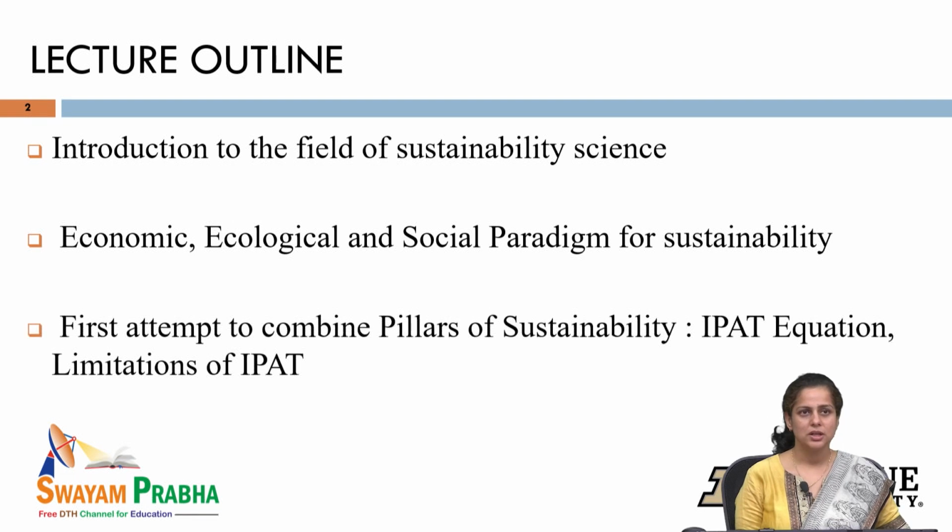And the last, we will look at the first attempt that has happened to combine these pillars of sustainability into one equation, and then what are the limitations of this equation that will lead us into the holistic system science for analysis and design of sustainable systems.